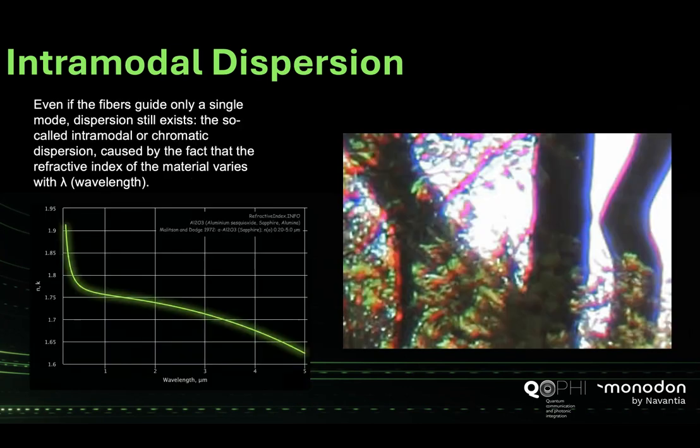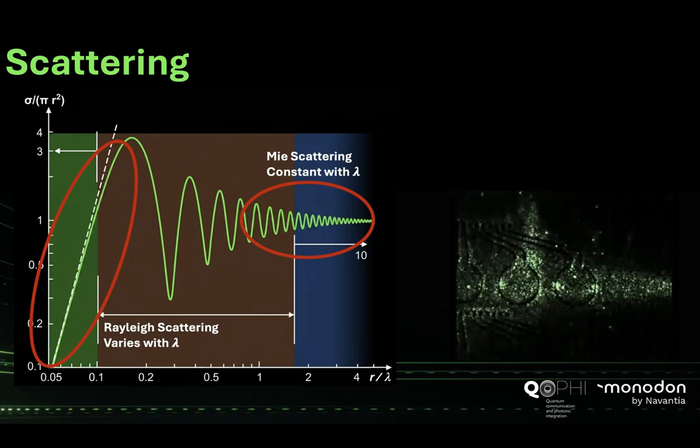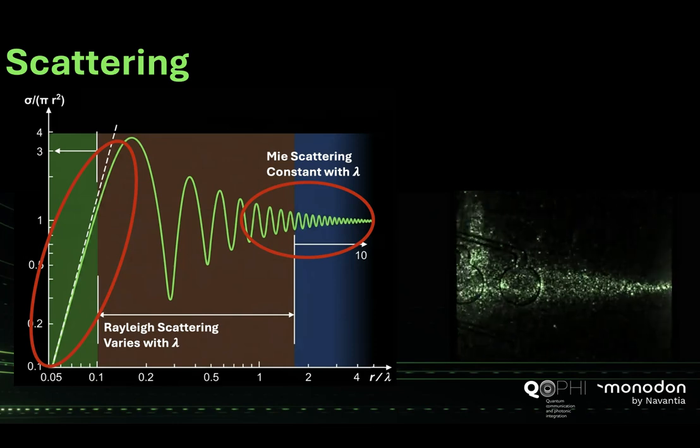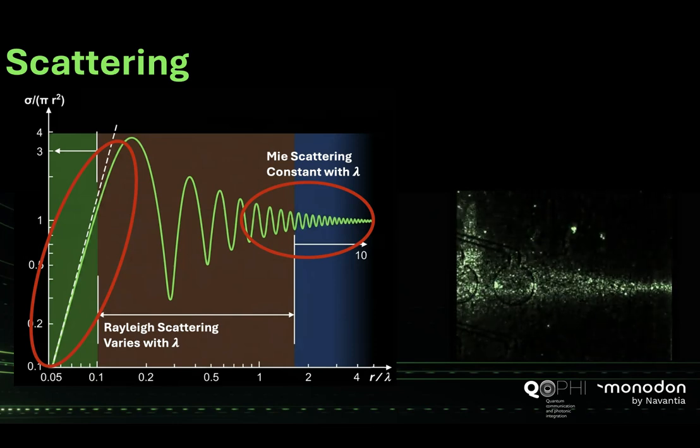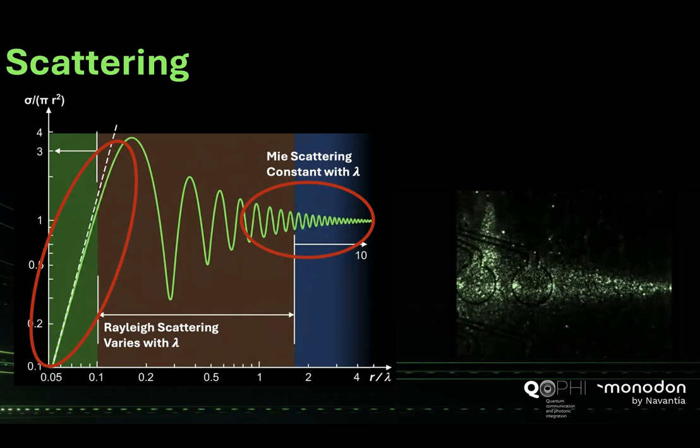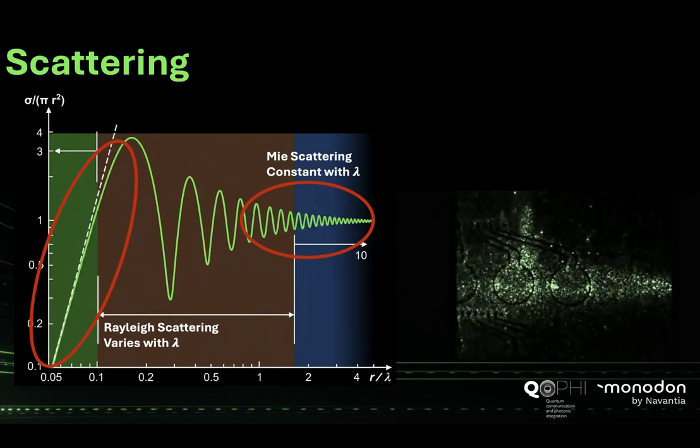Even with single-mode fibers, dispersion doesn't completely disappear. Intramodal or chromatic dispersion still occurs because the refractive index of the material changes slightly with wavelength. This means different colors or wavelengths of light travel at slightly different speeds, which can still cause signal spreading over long distances. Another important factor is scattering. Scattering occurs when light interacts with small imperfections or variations in the material. Instead of continuing in a straight path, some of the light is redirected in different directions. This reduces the strength of the signal and contributes to attenuation.